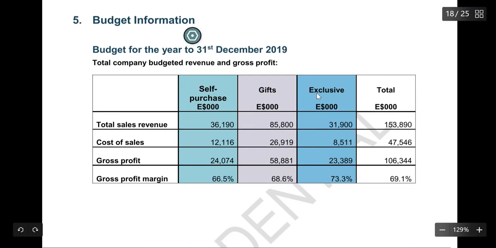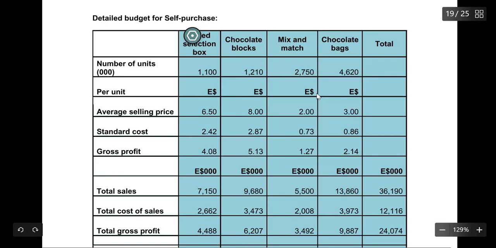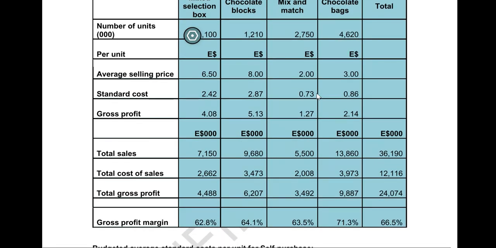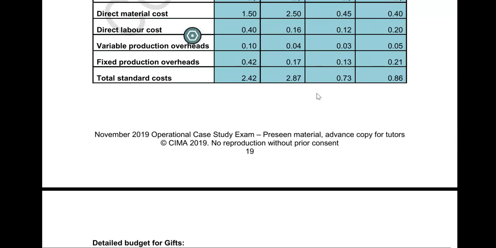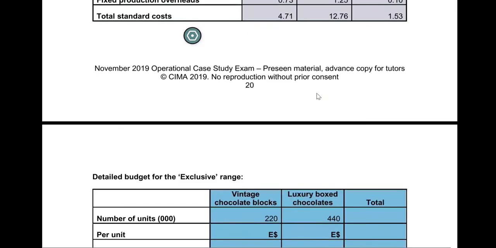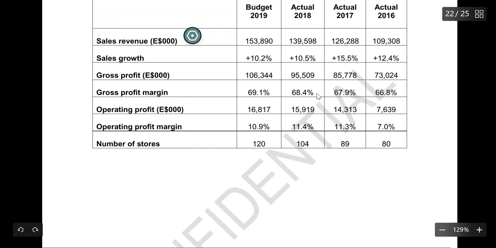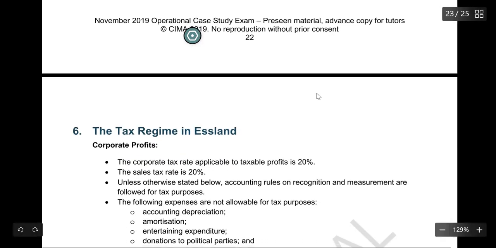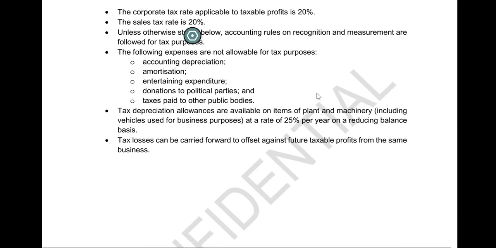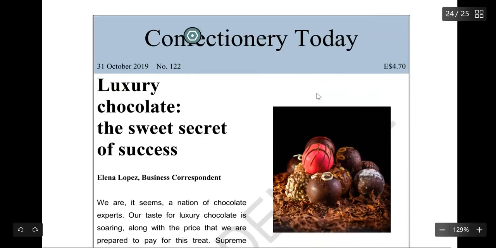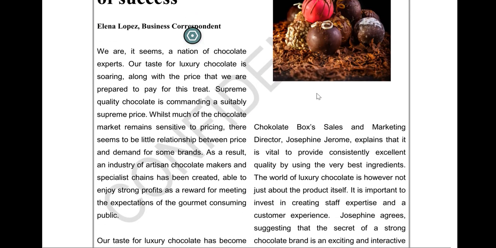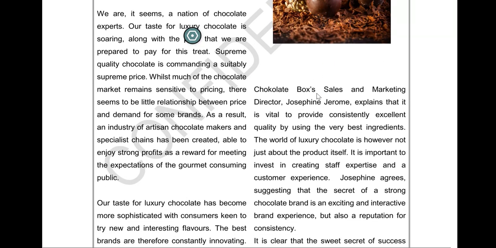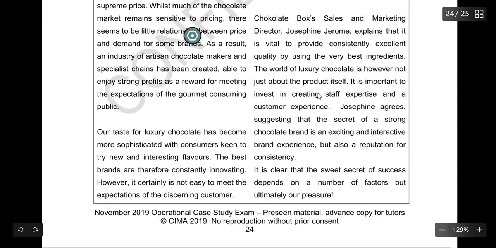Budget information is given. You can just go through that, students. And the detailed budget of self-purchase is given on a costing angle. You can go through that. And the detailed budget is given once again. Please go through this. Key statistics are given on the growth items and the number of stores increase also. Tax regime as usual, the same thing which is coming. And confectionery today, they are clearly stating, and our director Josephine has clearly mentioned how the world pursues luxury branded chocolates. It's the experience the customer is getting and the innovation. So you can just go through here.